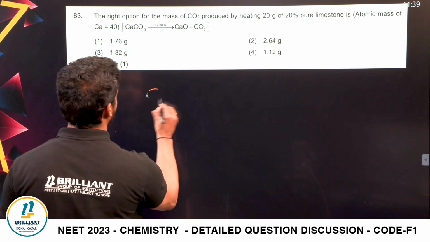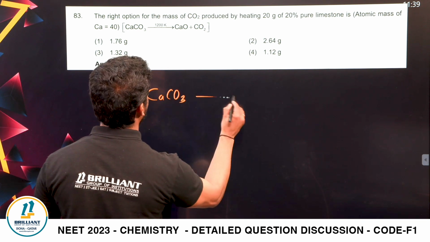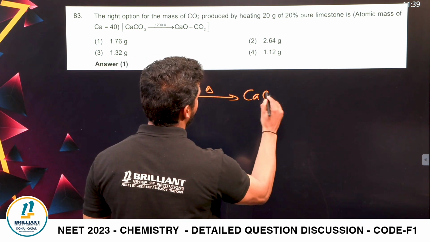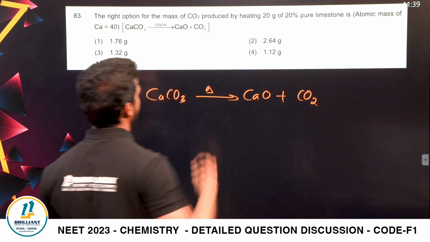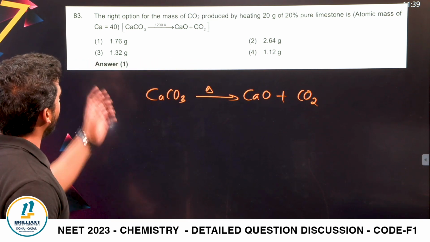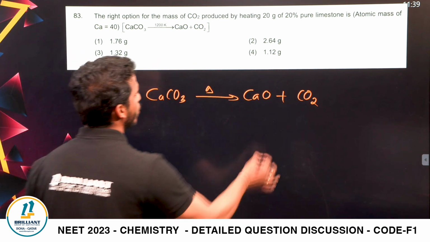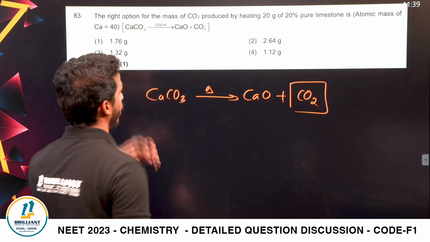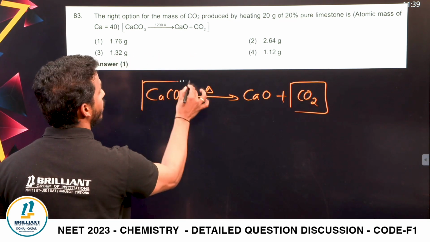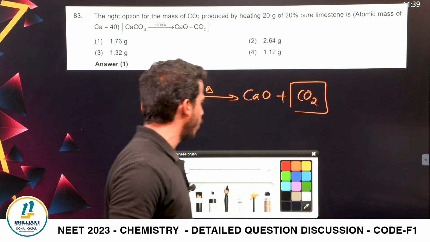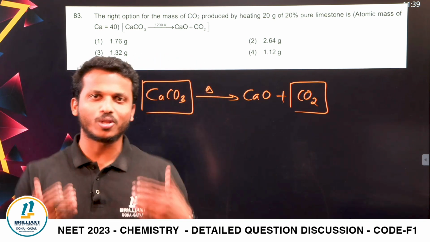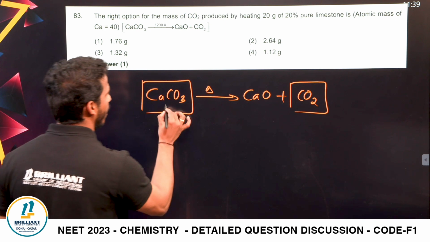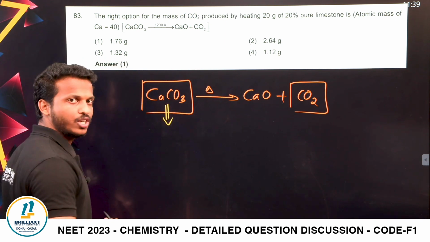You know what is limestone? Calcium carbonate. Calcium carbonate on heating, you will get calcium oxide and carbon dioxide. The reaction is given. Question: the right option for the mass of carbon dioxide produced by heating 20 gram of 20% pure limestone. Immediately, don't go to the question, dear all. As per the reaction, what is the weight of calcium carbonate?